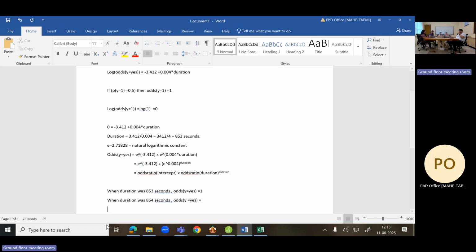What time is it? Why is it taking so much time? Just multiply this now. How much is the odds ratio of the intercept? Sir, I got that, but the last one, putting it to the exponential power.